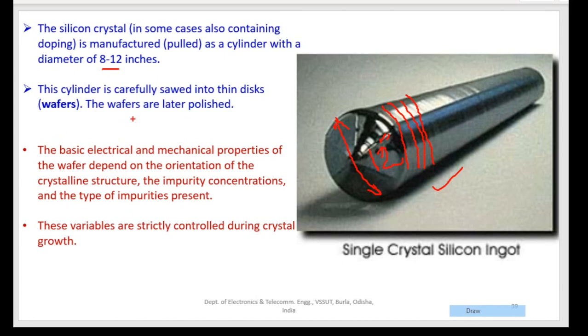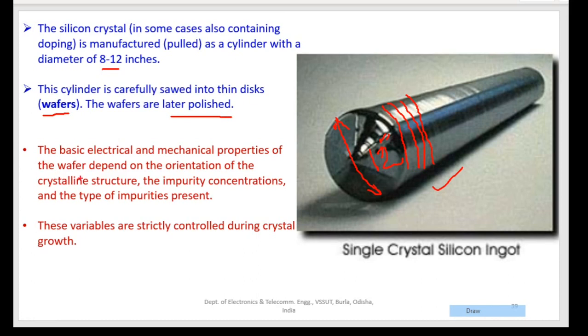The cylinder is carefully sawed into thin discs, and we call those thin discs wafers, and these wafers will be used for the actual fabrication of ICs. The wafers will contain ICs. The ICs will be fabricated on these wafers, right? And these wafers are later polished before being used for IC fabrication.